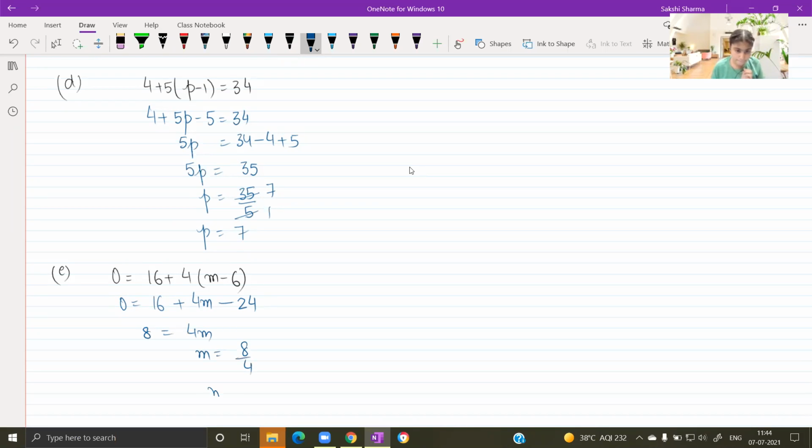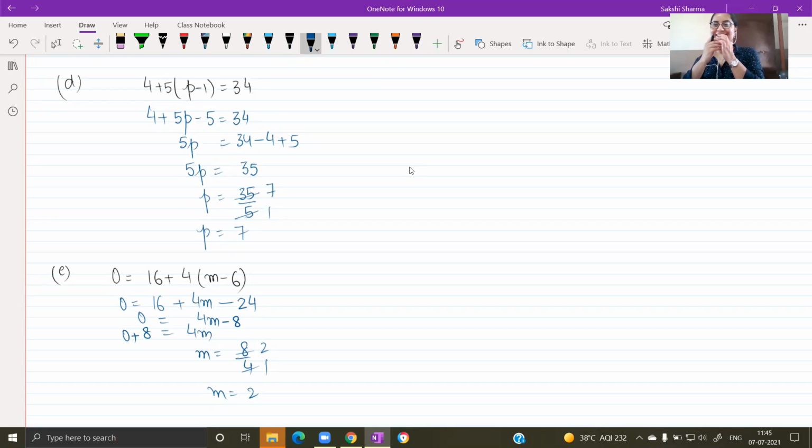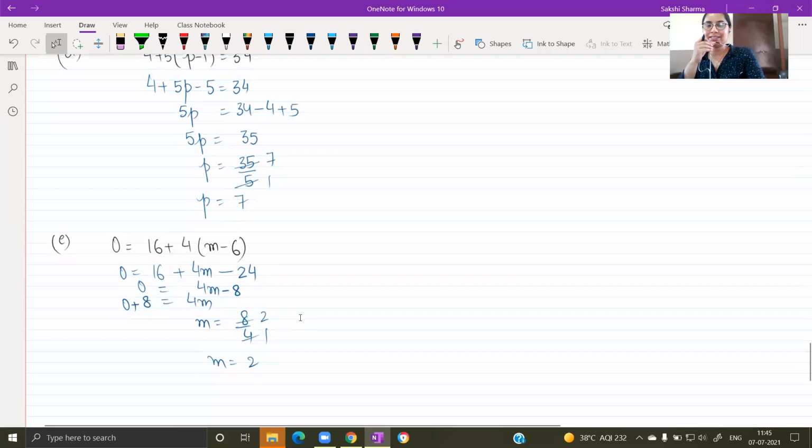Okay. This is what you have. Ma'am, I did 0 is equal to 16 plus 4m minus 44. 0 is equal to 8 minus 4m. 4m is equal to 8. M is equal to 8 by 4 and then cutting, 2. Yeah, I have made the changes. I think this is how you have done.